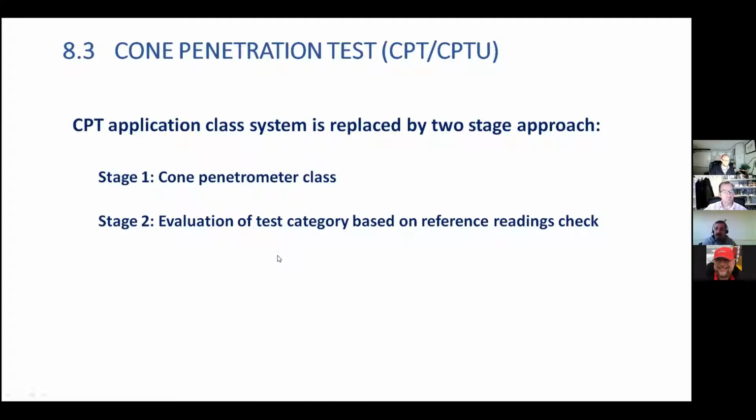So we have been working on a slightly different approach, a more pragmatic approach, we believe, which basically replaces application class by 2 stages. The first one is the cone penetrometer class. That is focused on the measurement system. Under lab conditions, we can determine the uncertainty of the measuring system. And then a second stage, which is based on diagnosis while collecting data in the field.